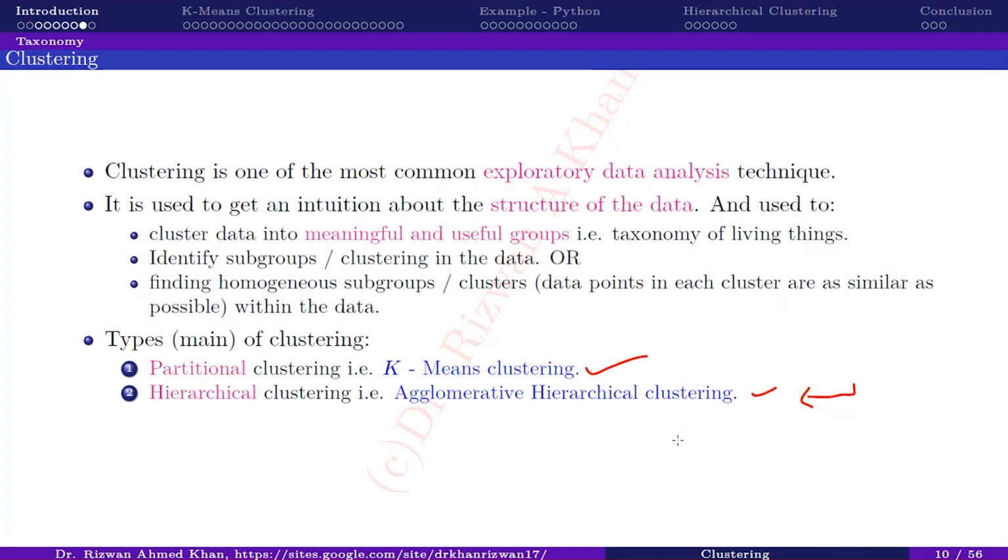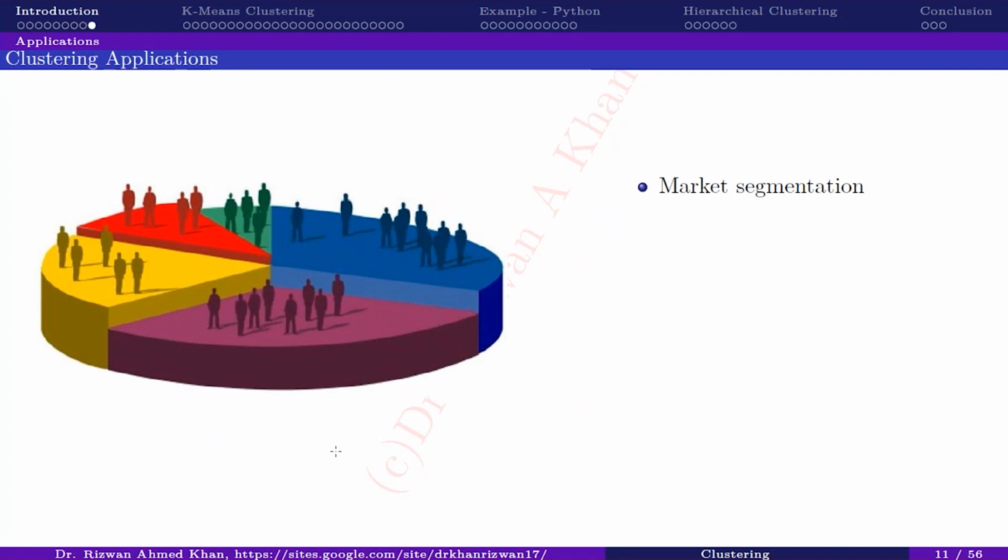There are many optimizations done over K-means clustering, like K-means plus plus or fuzzy means, but K-means clustering is one of the most widely used and most basic clustering algorithms, and so we'll cover that. And then there is another class of clustering which is called fuzzy clustering.